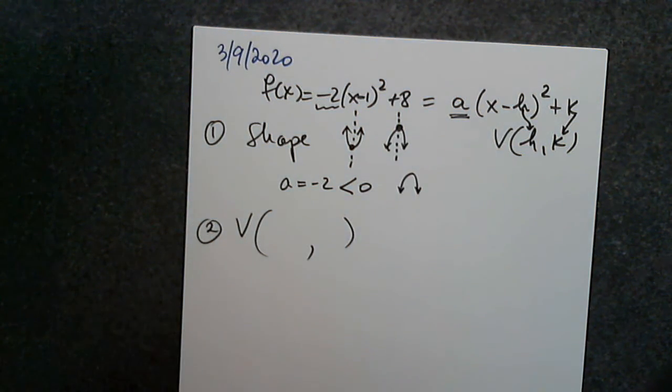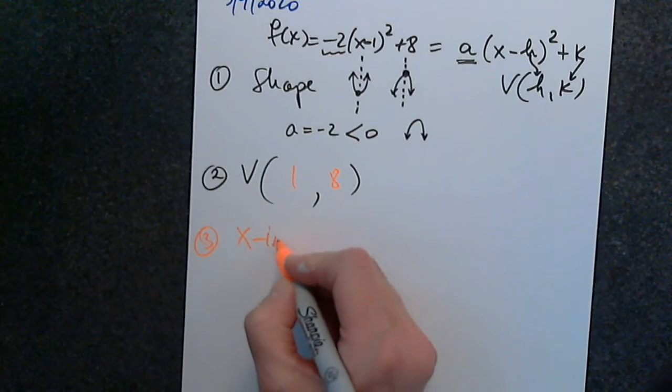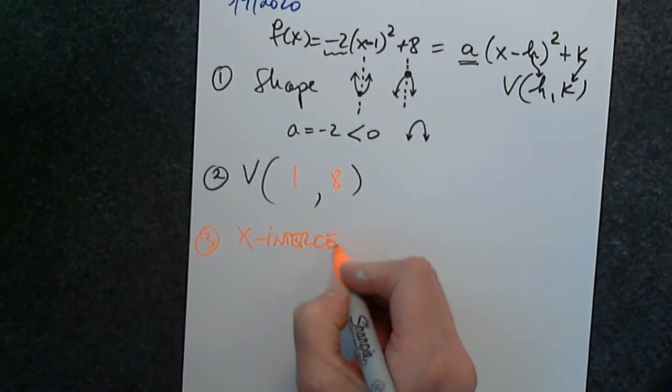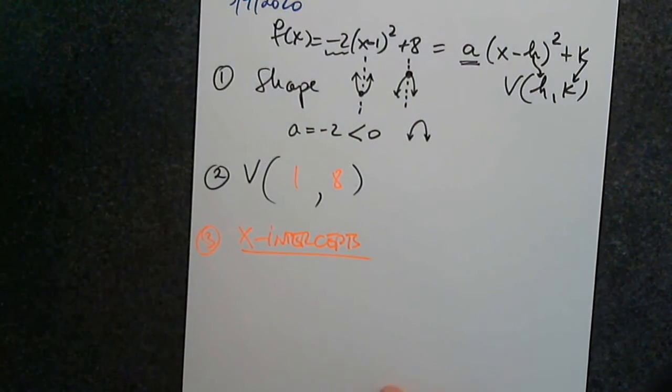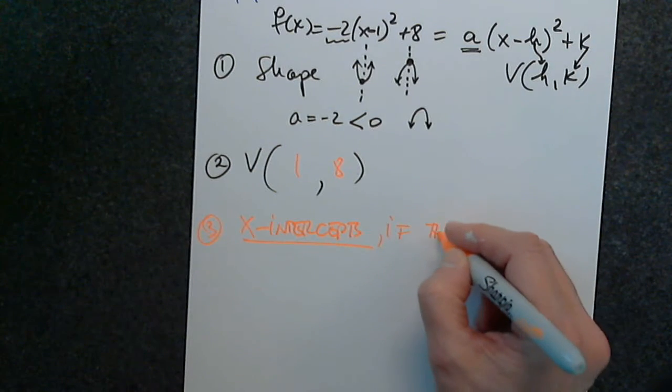Any questions on how I got 1, 8? Please ask. Any questions? Stop me anytime. Is 1, 8 okay? Yes? Okay. Number 3, x-intercepts. And we said if they exist.